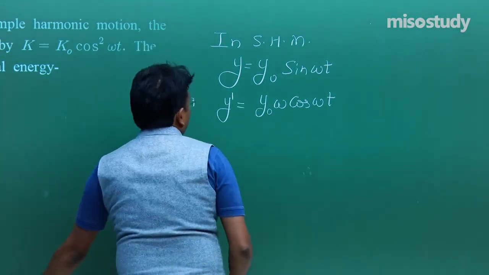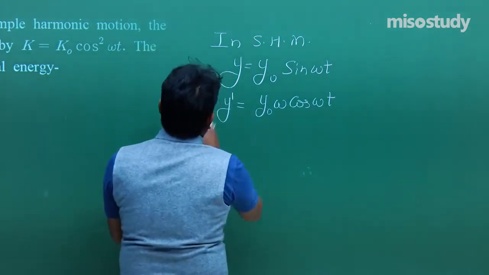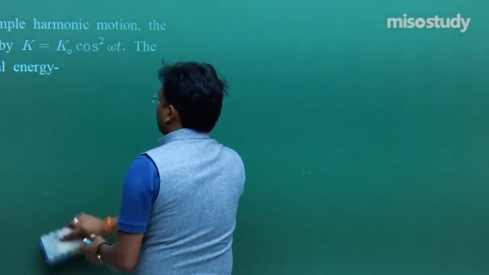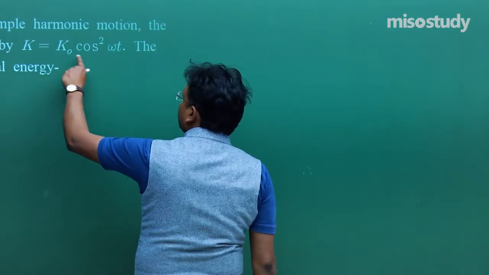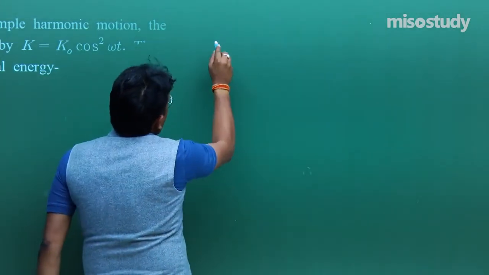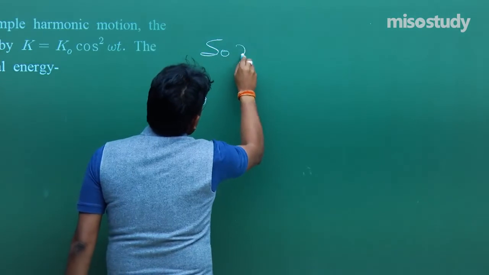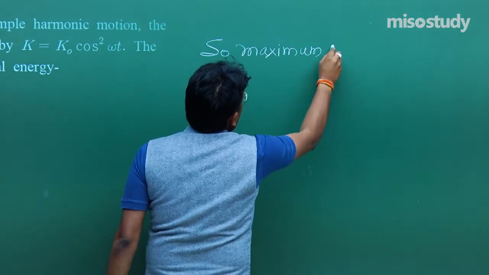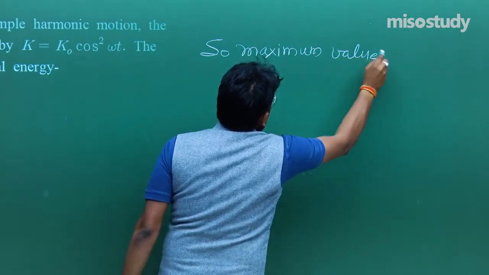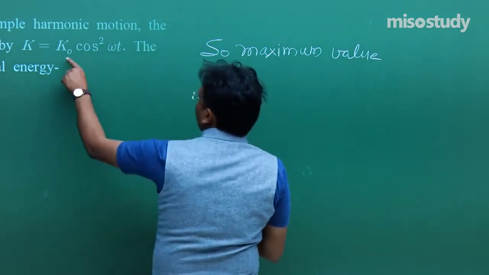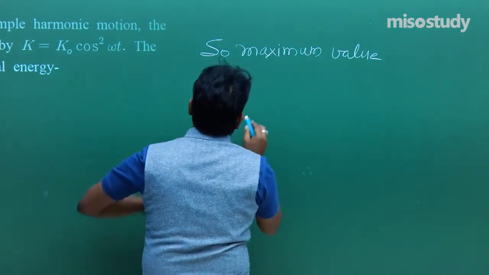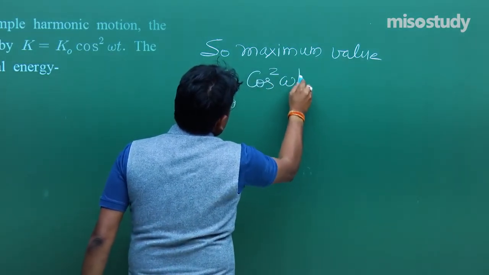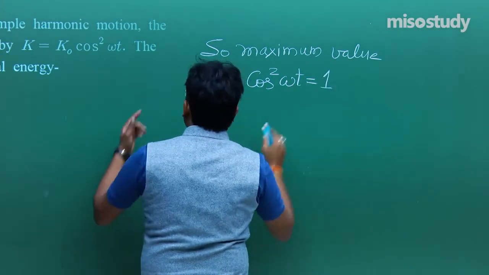Now let's start the particular solution of this potential energy. This is something which I mentioned so that you can get a proper understanding of why we are writing kinetic energy in this format. Fine. So the maximum value of, as it is mentioned over here, so directly I am taking this value. So the maximum value of cos square omega t is equal to 1, as I mentioned.